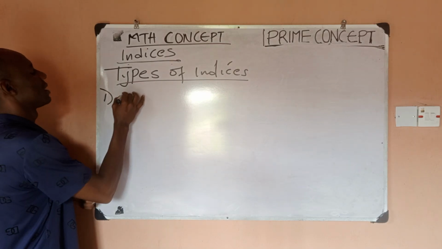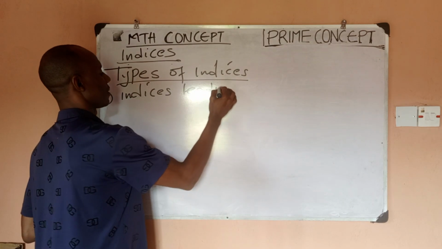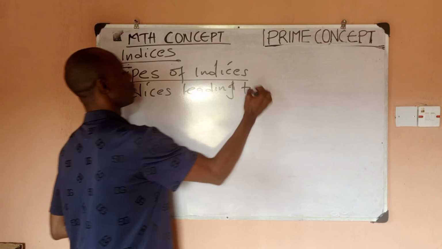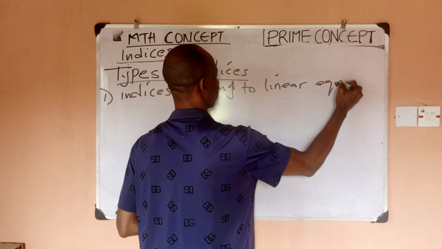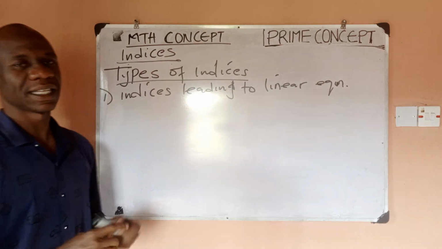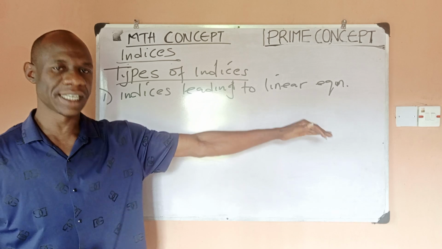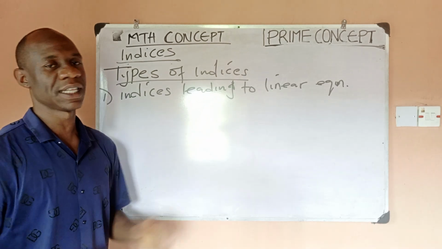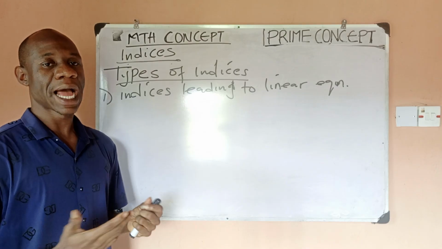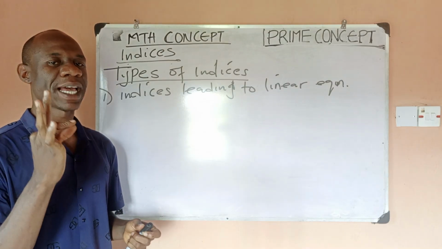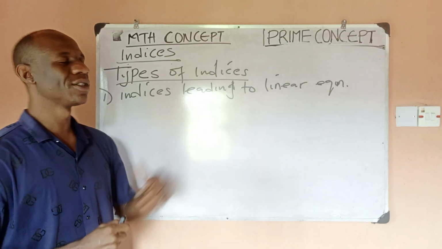Number 1 is indices leading to linear equation. Indices that are leading to linear equation. This is one of the easiest that you would always meet, which is common in exams. Linear equations are equations where the power of x is 1. So these are linear equations. So, indices leading to linear equations.